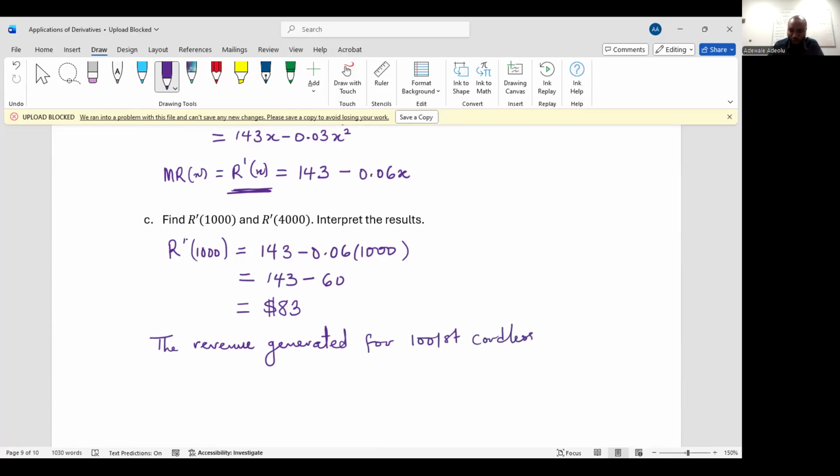Cordless drill is $83. Okay, that 1,001st is $83. That is the amount generated.